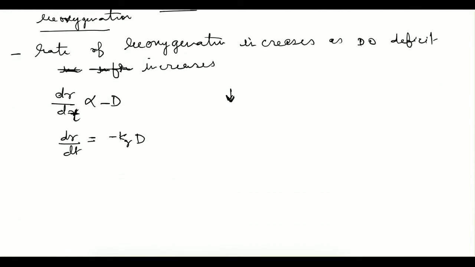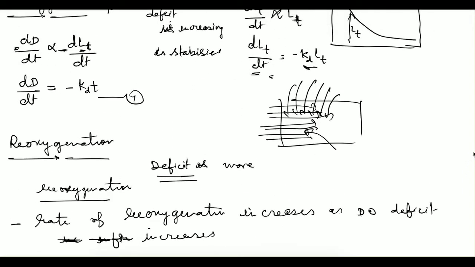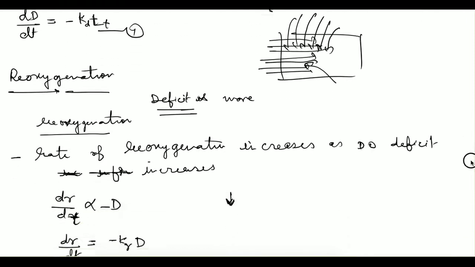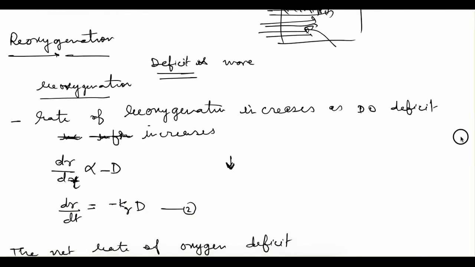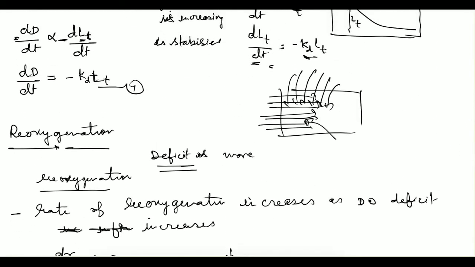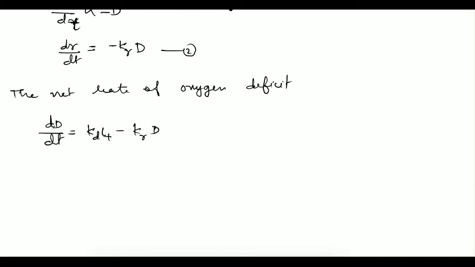Now if we talk about the net rate of oxygen deficit, what is it? It will be the combination of deoxygenation and reoxygenation. So dD by dt is equal to, let's say this was your equation 1, kd into Lt, and this is your equation 2. So the net rate is the summation of 1 and 2. Here one minus sign was there and one minus was here, so this will become plus kd into Lt minus kr into D. This is your basic net rate of oxygen deficit.